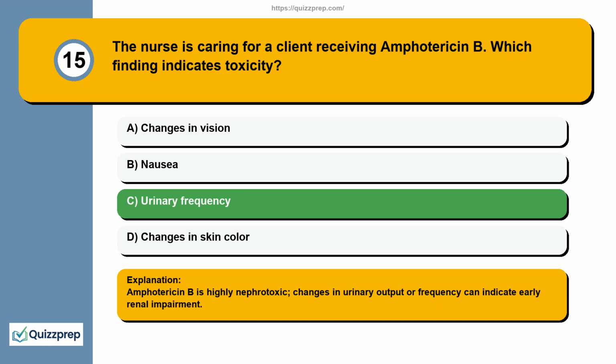Amphotericin B is highly nephrotoxic. Changes in urinary output or frequency can indicate early renal impairment.